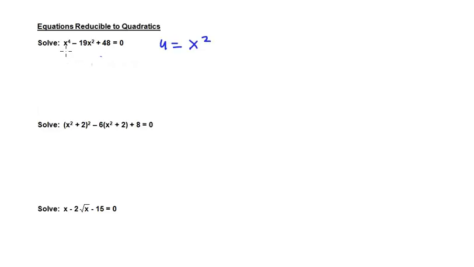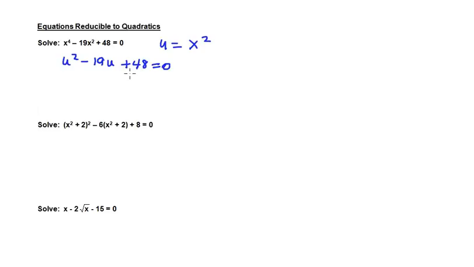So what we're seeing is that to get x to the fourth, we will make that u squared. And then finishing out the equation, we've got minus 19x squared becomes minus 19u plus 48 is equal to 0. And again, when we square that u, x squared squared represents our x to the fourth. And now you can see this is a second degree or quadratic trinomial, and we can factor this.